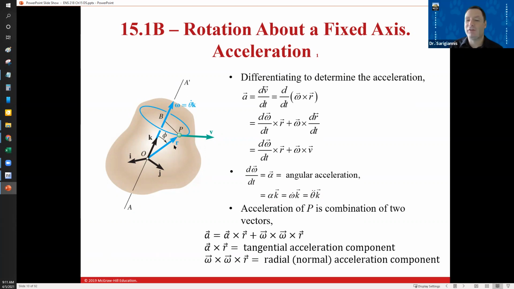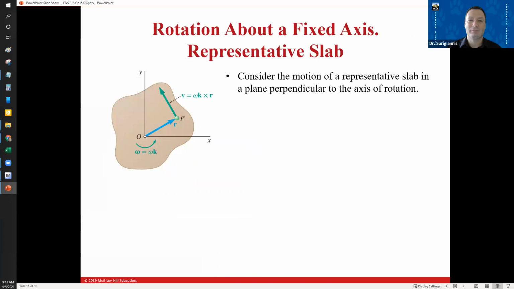So it's basically a vector combination, right? It's two vectors. You've got your angular acceleration cross R, plus your omega cross omega cross R. And these are the tangential acceleration component and the radial acceleration component, the normal acceleration. Remember that term from before, except it looks a little different with the cross products.